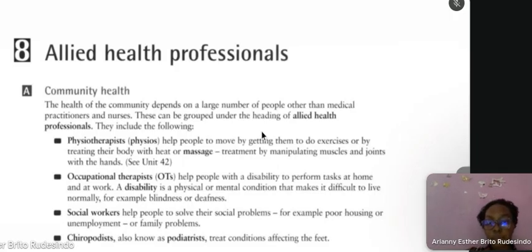Physiotherapists, physios, help people to move by getting them to do exercise, or by treating their body with heat or massage. Treatment by manipulating muscles and joints with the hands.